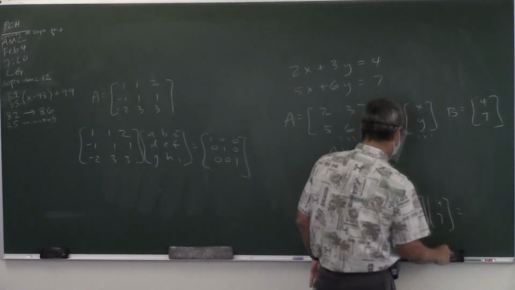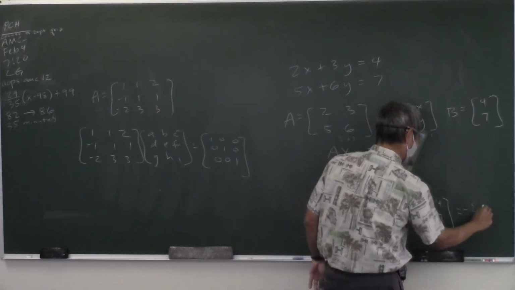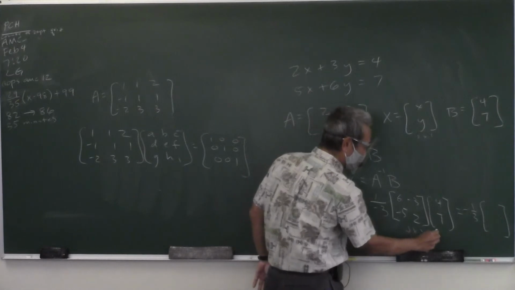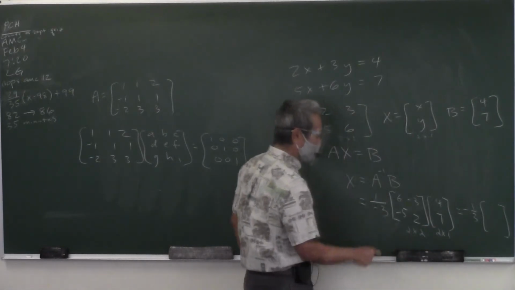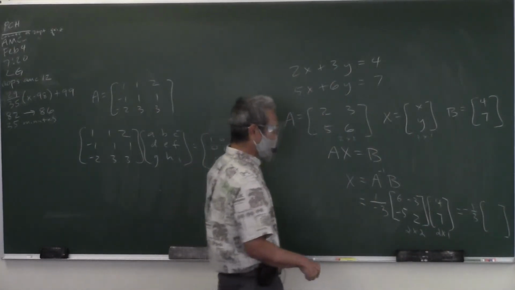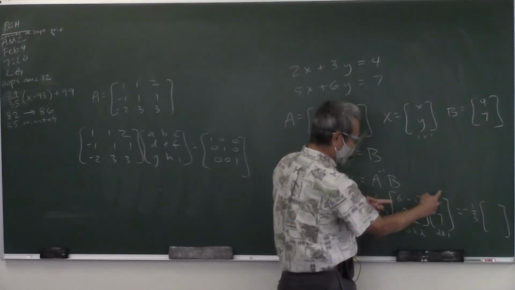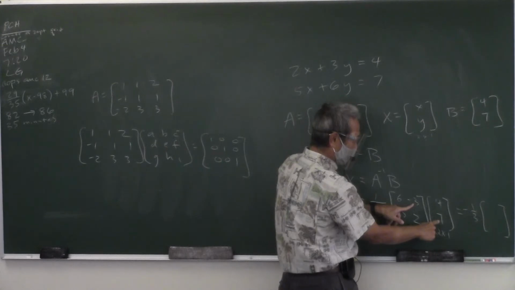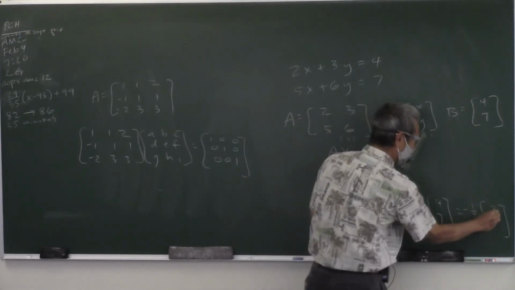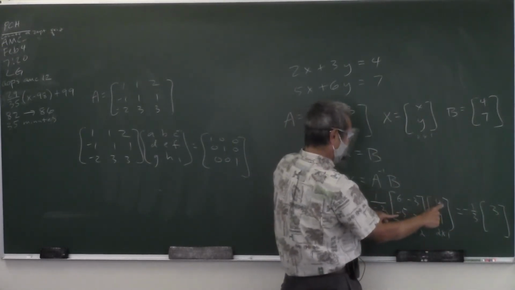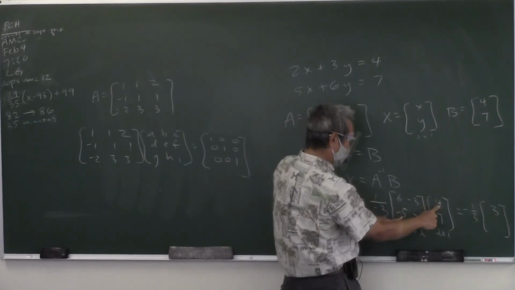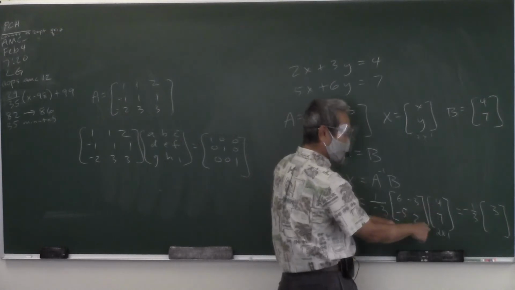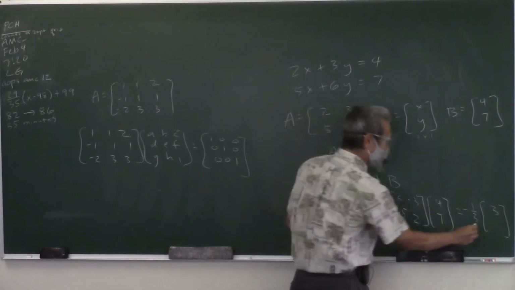So let's go over here. If I were you, I would do this. And again, when you multiply a 2 by 2 by a 2 by 1, you're going to get a 2 by 1, right? So let's do it. Go across and come down. 24 minus 21 is 3. Then negative 20 plus 14. Negative 6.